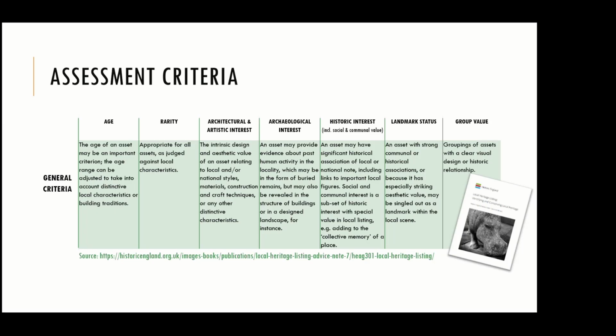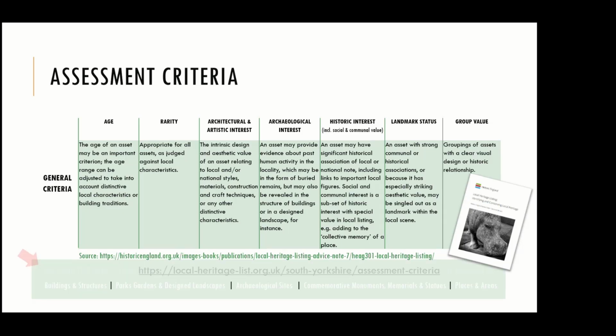How do we assess these nominations? So obviously Historic England have their own guidance on local heritage listing, which is currently under review. I can't imagine that the general criteria are going to change too much. So age, rarity, architectural and artistic interest, archaeological interest, historic interest, including social and communal value, landmark status, and group value.